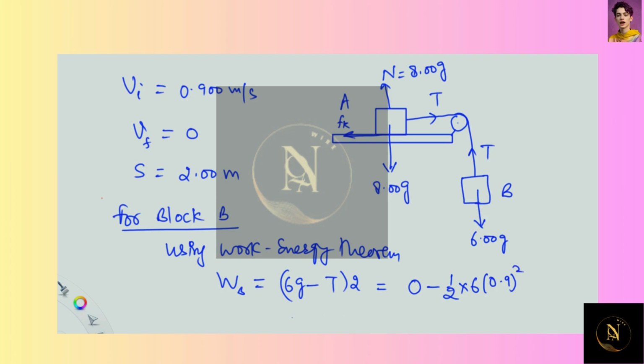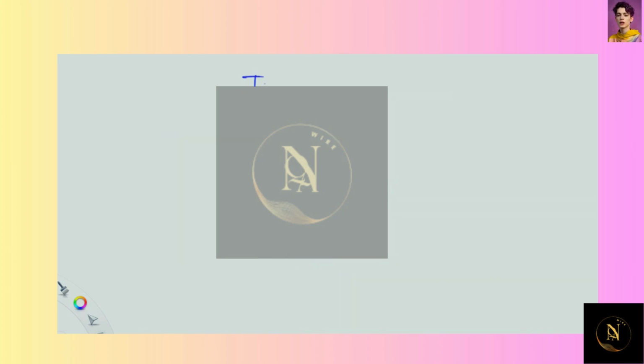So here it becomes, if we consider g to be 10 meter per second square, 120 minus 2T is equal to minus 2.43. So finally this tension T in the string is calculated to be equal to 61.215 Newton.